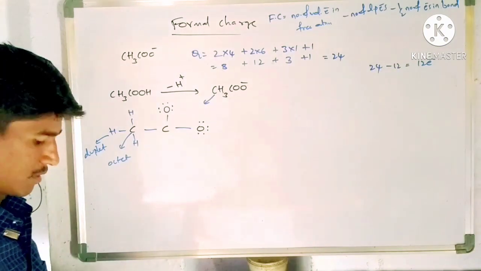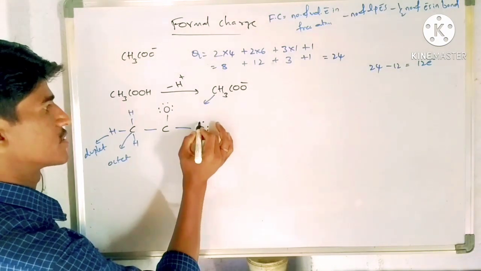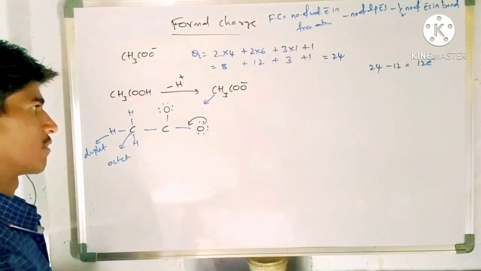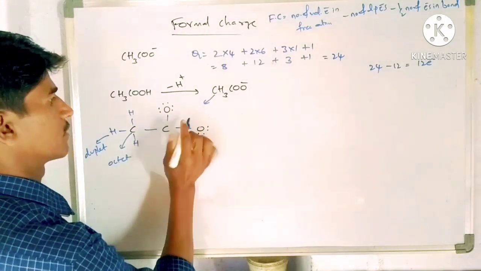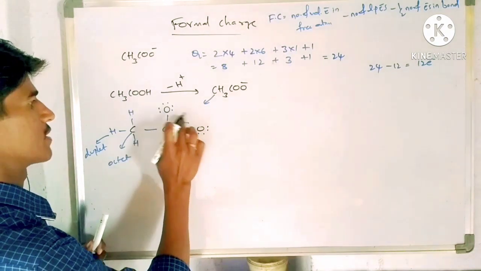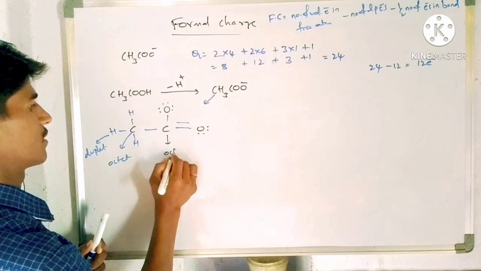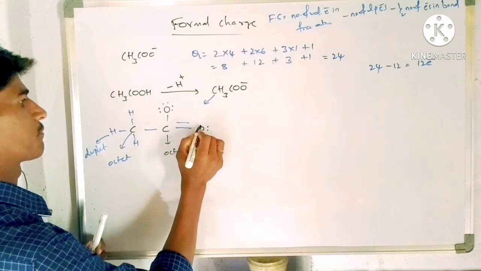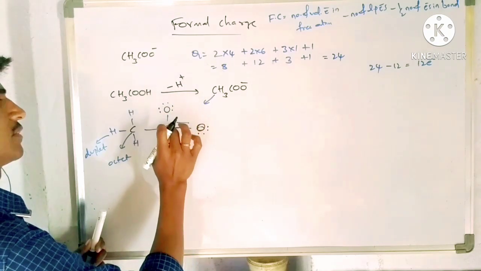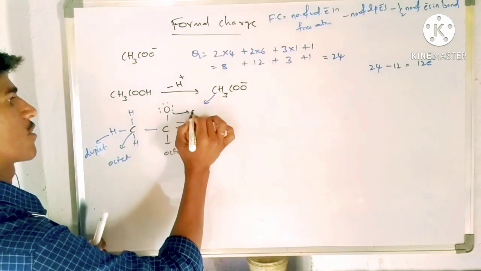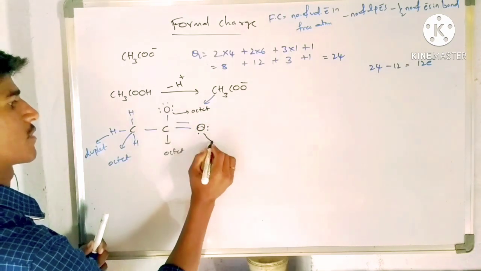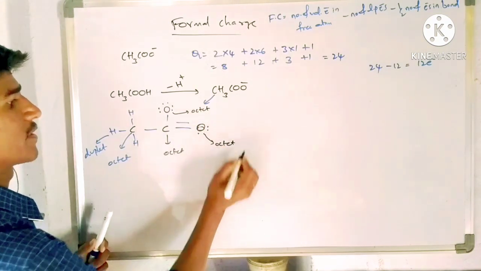This carbon is not stable, so a pair of electrons turns here as a double bond, then it will be stable. Now look, this carbon has 1 2 3 4 5 6 7 8, so this is octet, stable. Coming to this oxygen, 1 2 3 4 5 6 7 8, this also follows octet, stable. This one is also 1 2 3 4 5 6 7 8, octet. So all are stable.